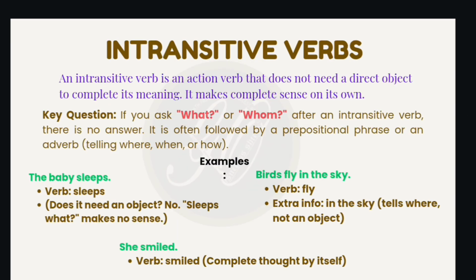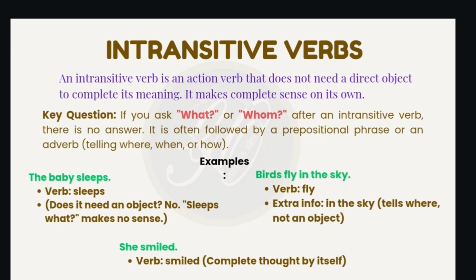Now the same thing will happen with intransitive verbs. But the intransitive verb does not need any direct object. It makes sense on its own. It is complete on its own. So if we ask a question with the words what and whom, it won't have any answer. But the verb here is followed by a prepositional phrase or an adverb. So they can tell us where, when and how. Okay, so let's see the examples.